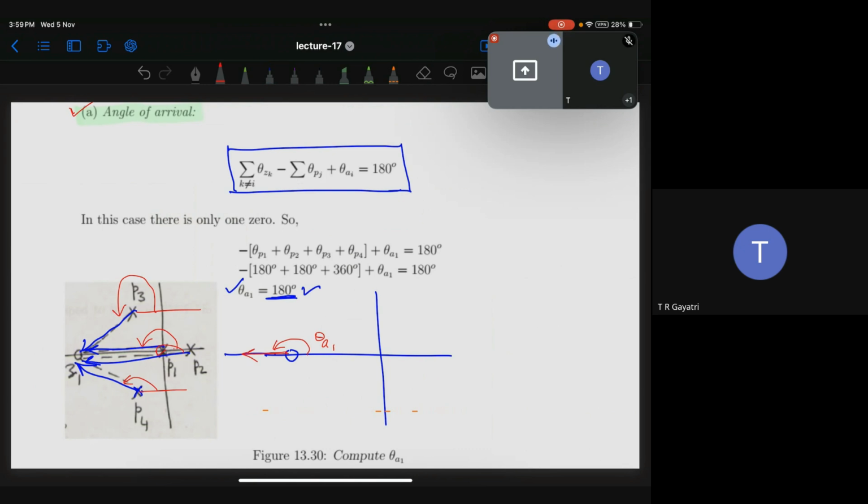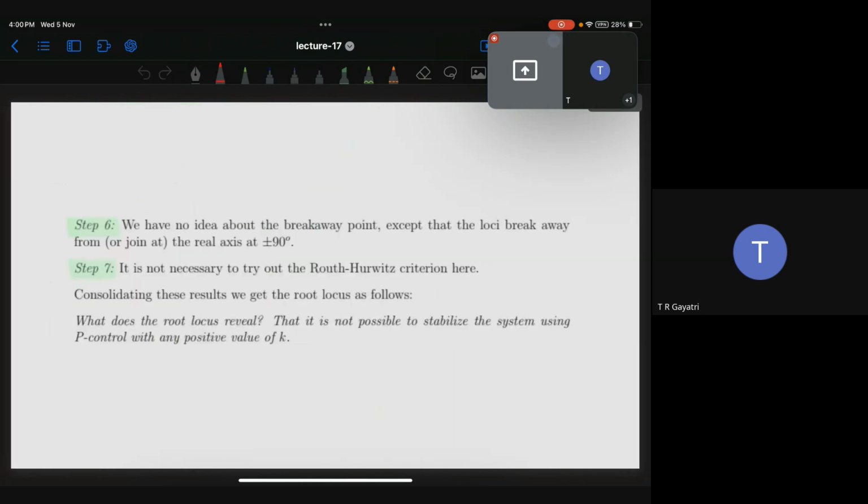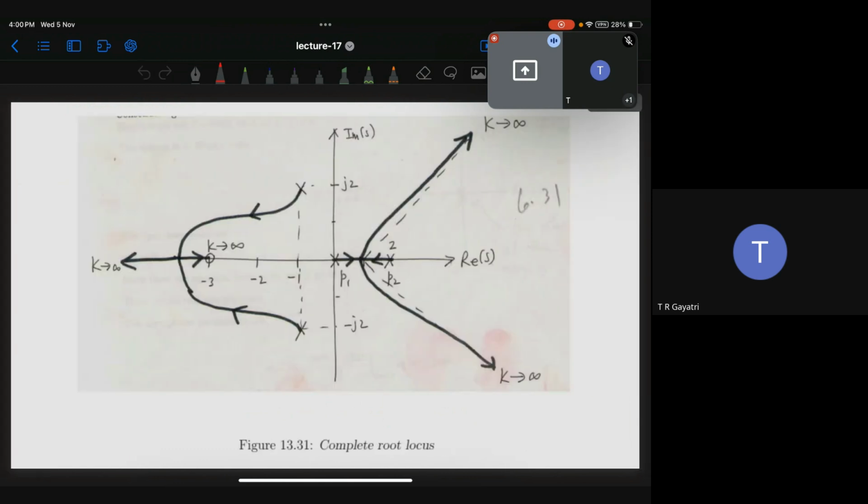Oh, I'm sorry, just a minute. This is arrival, so this direction. It is arriving in the 180 degree direction. This angle is 180, but the direction is towards the zero, whereas for poles it is away. Is this clear? So that is step 5. Next, step 6 and step 7 you will see later. Now you can see we'll draw the diagram.